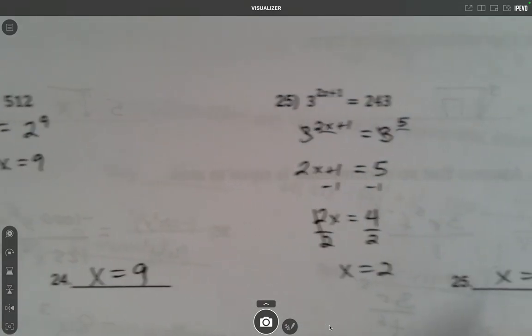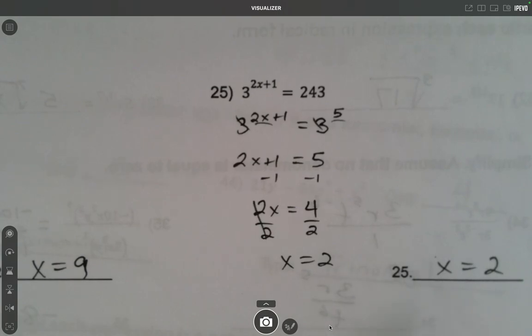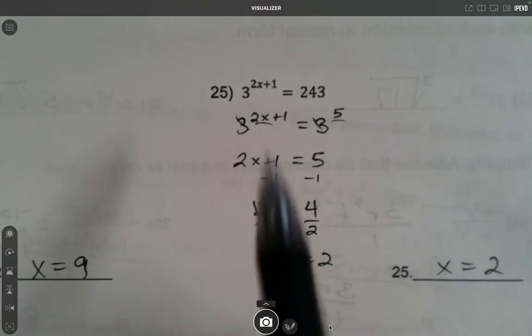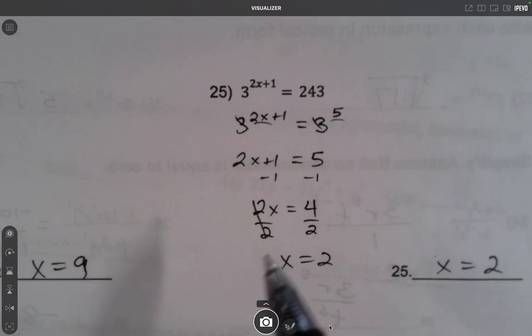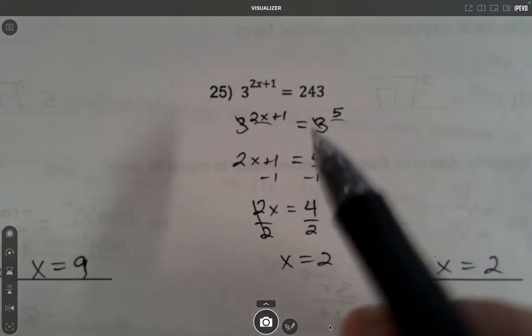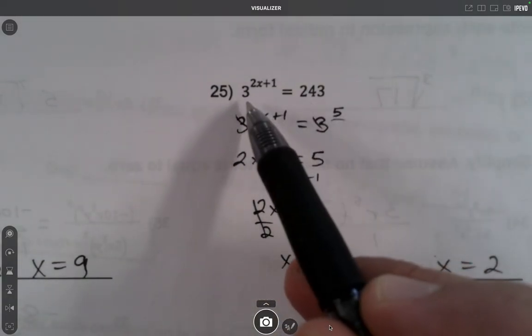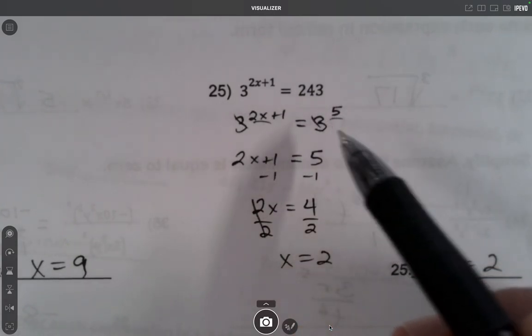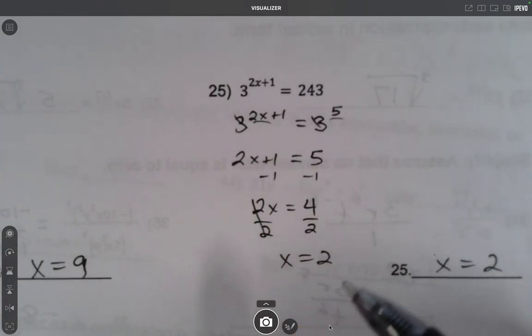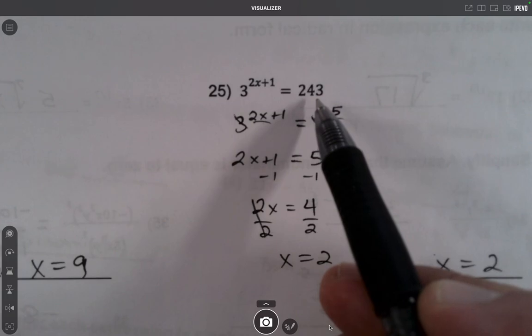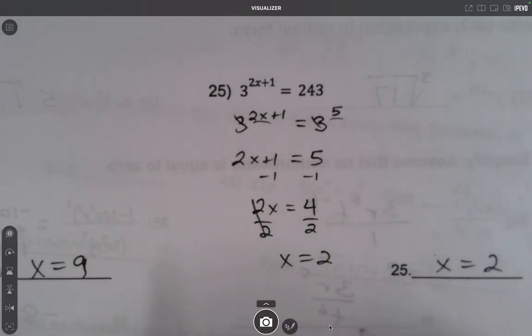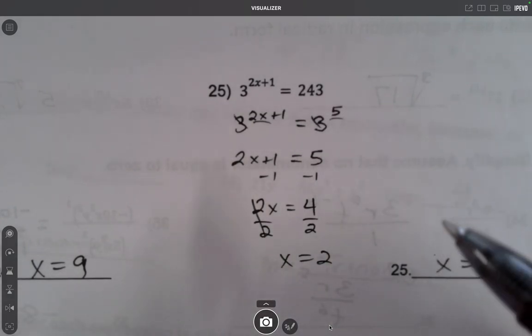Now the process on number 25 is similar. It takes a couple more steps because this time it's not just x in the exponent. It's got a little more to work with. But you can again guess and check in your calculator to figure out what power of 3 will give you 243. Spoiler alert, it's 5. So 3 to the 5th equals 243. So I'm replacing 243 with 3 to the 5th because they mean the same thing. They equal the same thing.